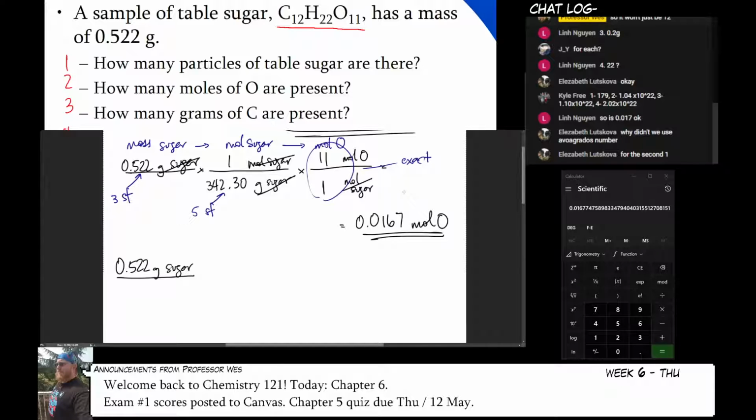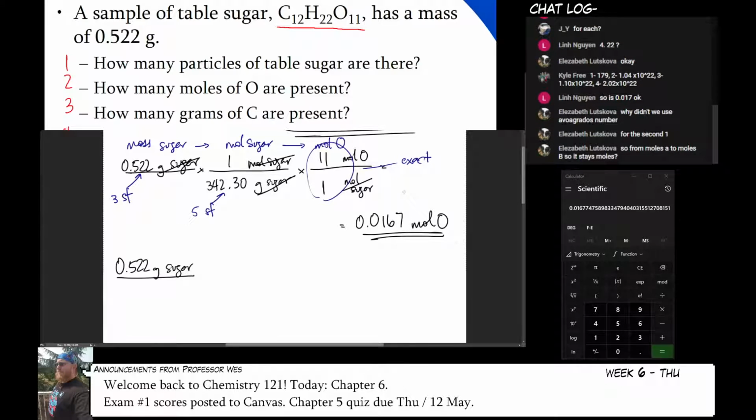Why didn't we use Avogadro's number? Because I didn't ask you for a number of particles of something. I asked you for a number of moles. So we use Avogadro's number for the first one because I want to know the number of particles of sugar. But in the second question, I want to know the number of moles. They're different units. Remember, your units are going to dictate what you do to the problem to solve it. Can't just throw units around randomly. If I want grams, you use the periodic table. If I want moles, you use the formula. If I want particles, then you use Avogadro.